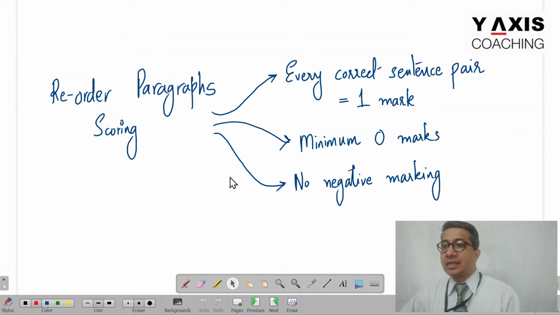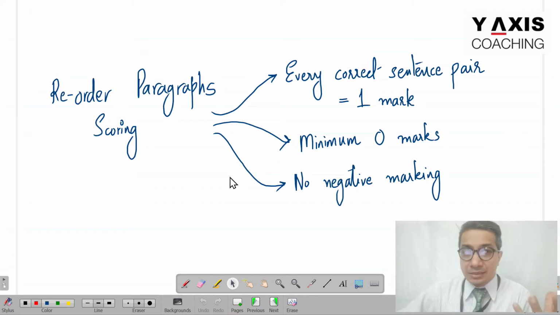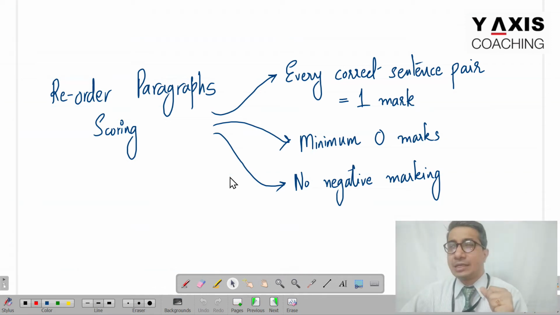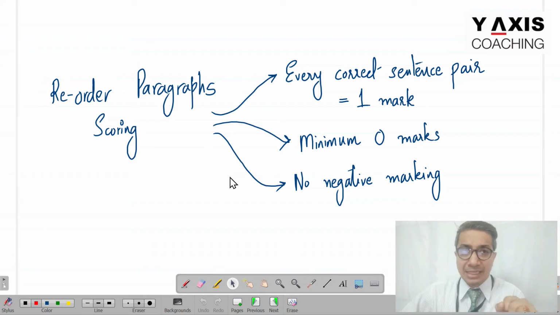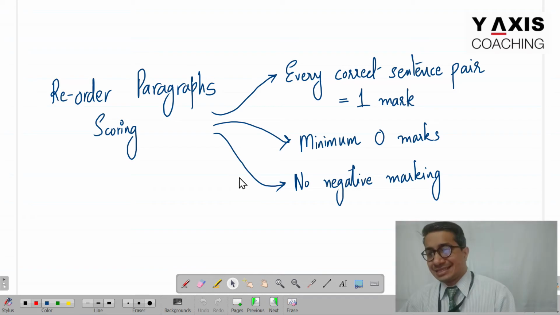Also, many people are confused about the scoring pattern. Many of them feel that even if they get one sentence incorrect, they would score 0 in reorder paragraph, but that's not the case. PTE reorder paragraph scoring is very much test taker friendly. It is in favor of the test taker. So the scoring goes something like this.